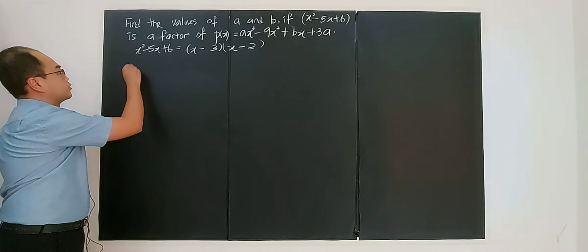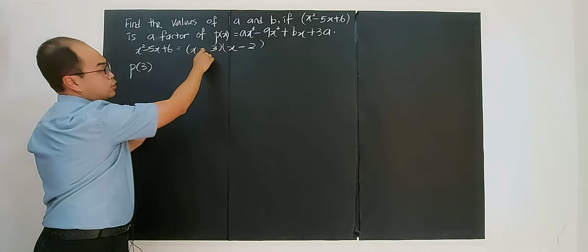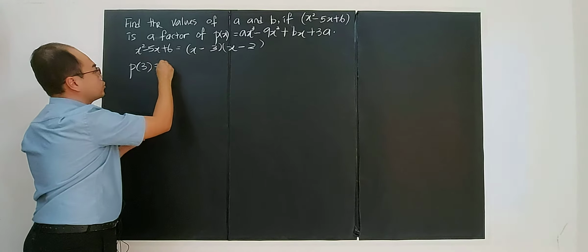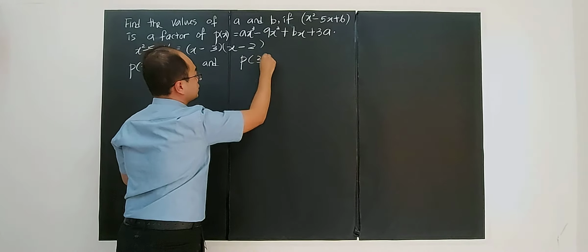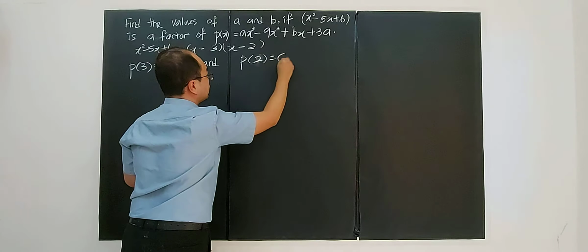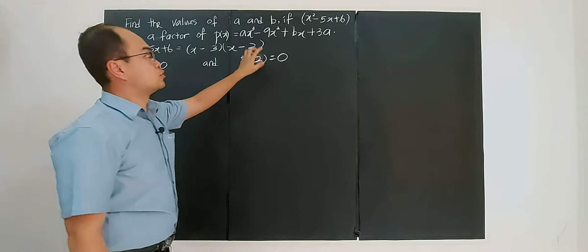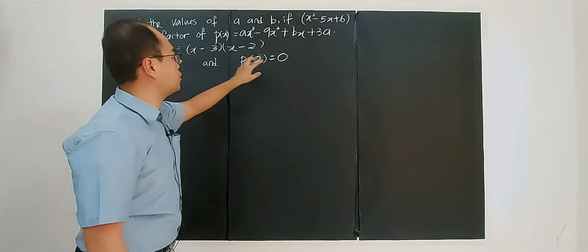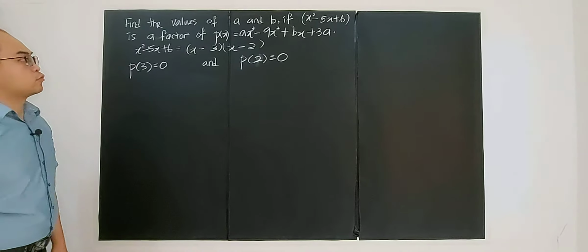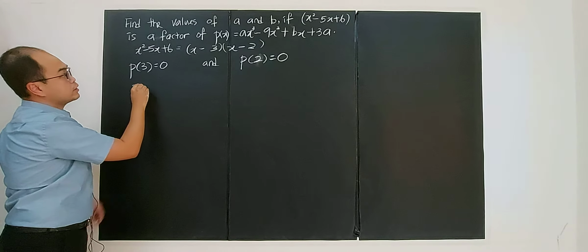So it means that by using factor theorem, you can know that p(3) equals 0, and p(2) also will be 0. This is the important idea here. So if this is a factor, if you factorize, the 2 linear factors will also be factors of the polynomial. So from here you can find the values of a and b, right? By substitution.